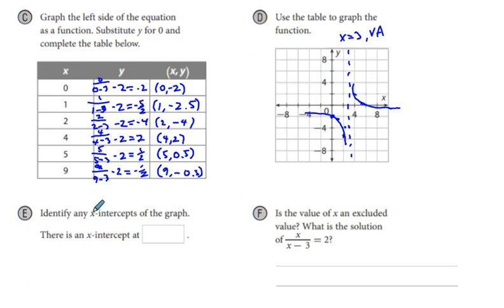And then it says, identify x-intercepts of the graph. We cannot see an x-intercept, but it looks like 6 might be. And I'm going to demonstrate with the calculator that 6 is. So this point here, 6, 0, is an x-intercept. Is the value of x an excluded value? What is the solution? We have x equals 6 is our solution, not an excluded value.